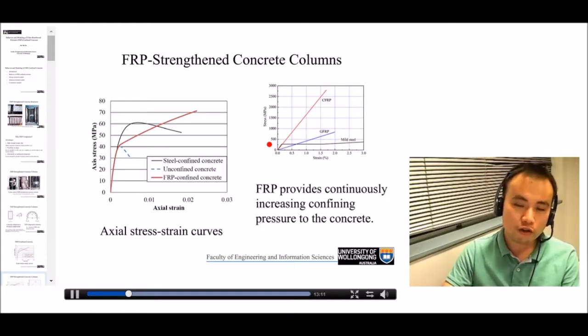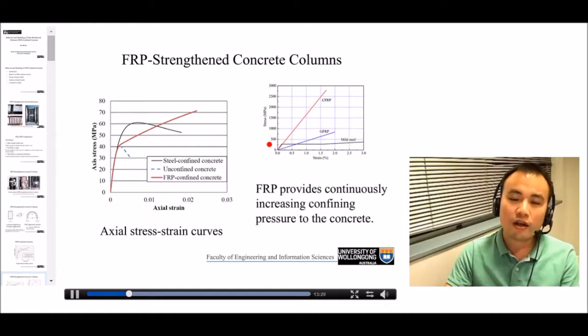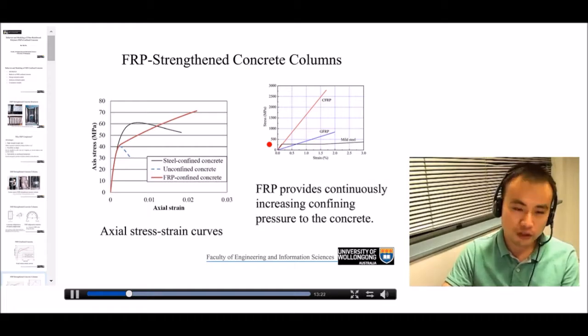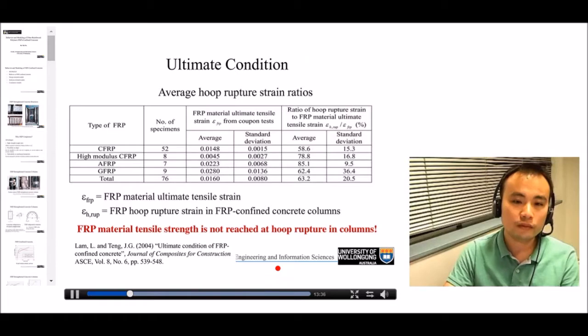increases with the lateral expansion of concrete, which means for concrete confined by FRP, the confining pressure is always increasing with the deformation. So this difference in the material properties of the confining material leads to the difference in the behavior of confined concrete, as you can see from the left figure.